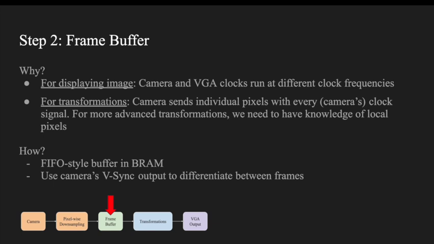Step 2 is the frame buffer. Let's start with why we are doing this. There are two reasons. One is for displaying the image. I mentioned earlier that the camera has its own clock. The VGA has a different clock, and so we need to use a buffer so that these can work in harmony. The second reason is for transformation. We have some transformations, such as convolutions, that require knowledge of local pixels, so we need to use memory to perform these operations. We're implementing this using a FIFO-style buffer in block RAM.